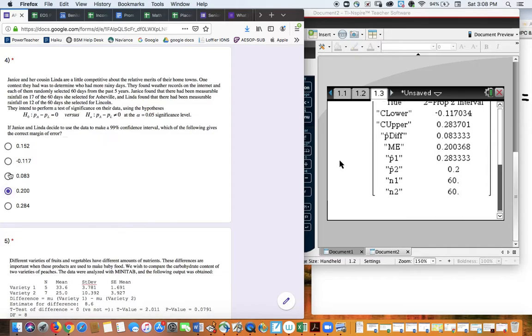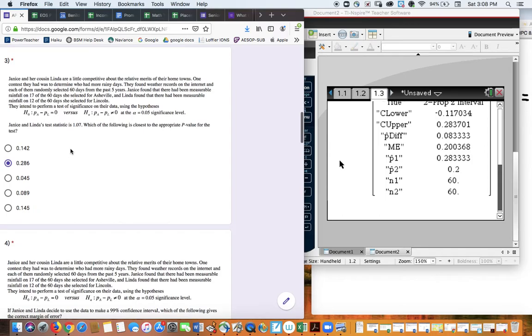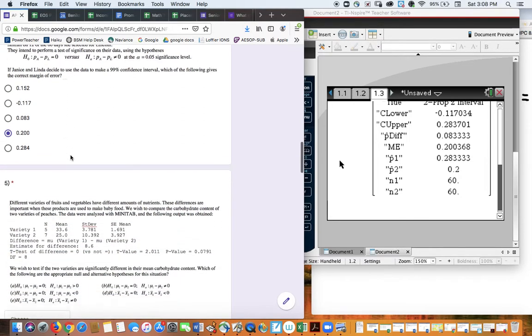Oh, I wanted to go back really quickly to number 3. I saw a lot of people who had 0.142 as their answer. If you got that, you were looking up on your Z chart, but you forgot to double it because it's a not equal to symbol. If you double 0.142, then you get 0.286. So that's the mistake you would have made if you got that as your answer.